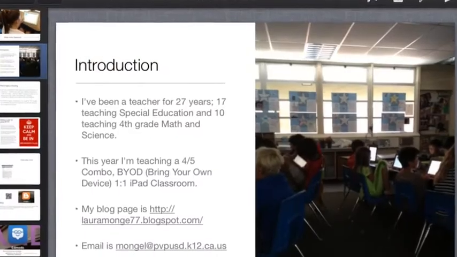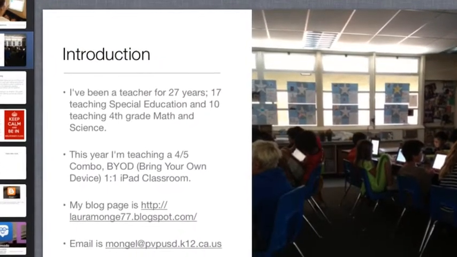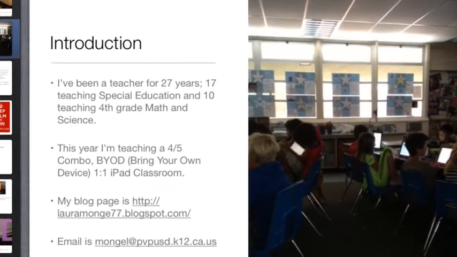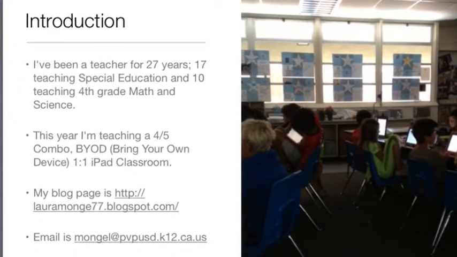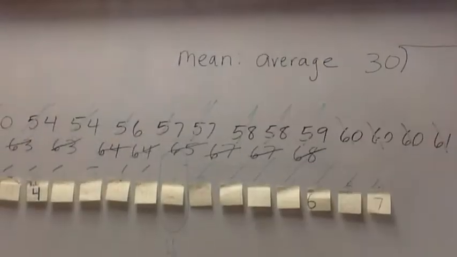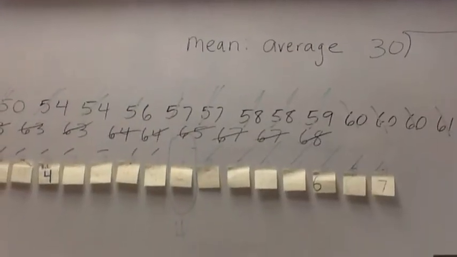Hi, my name is Laura Manji. I teach a 4-5 combo class. I've been a teacher for 27 years. 17 of those years were teaching special education and 10 years teaching 4th grade math and science. A couple years ago, I got my Master's of Science in Education Mathematics degree.